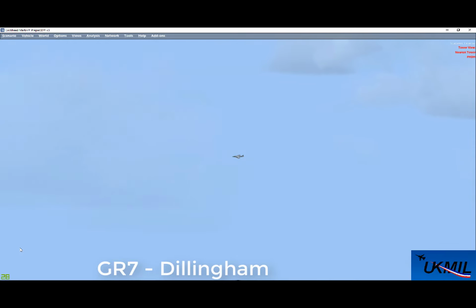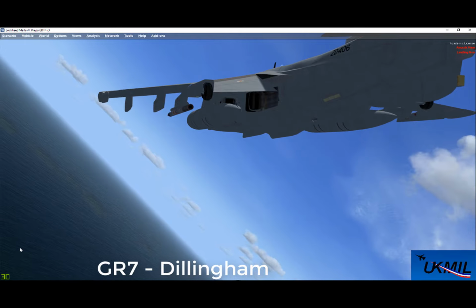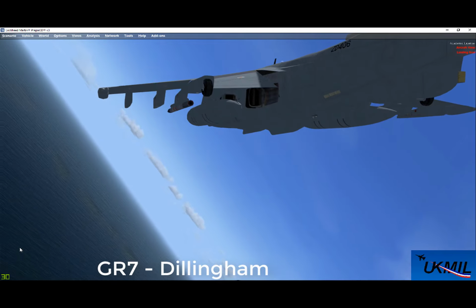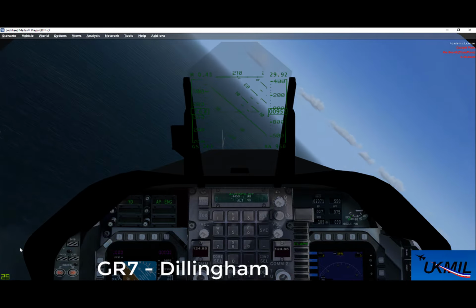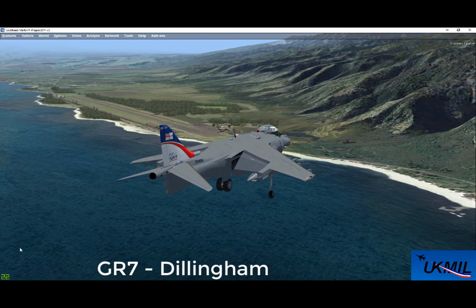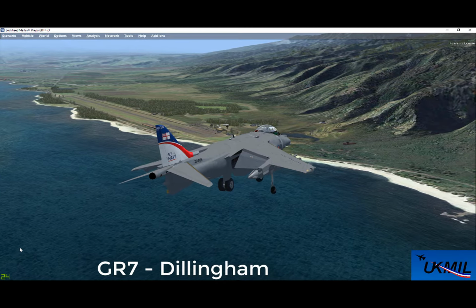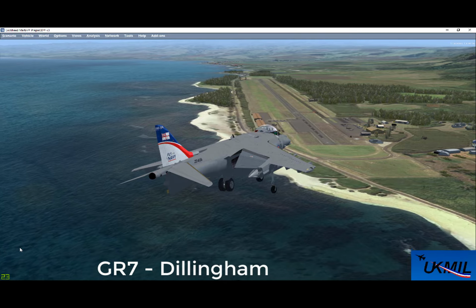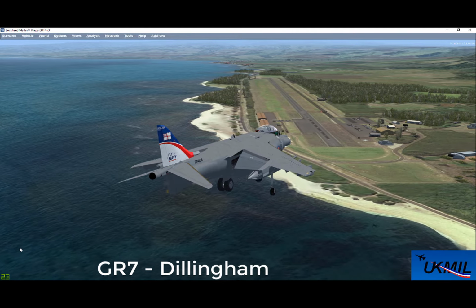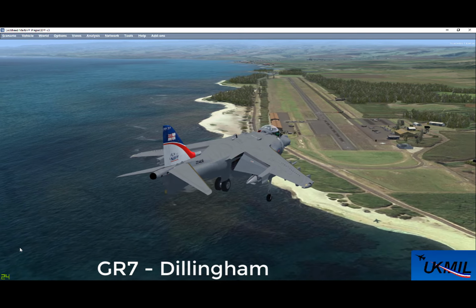It was conceived to operate from improvised bases, such as car parks or forest clearings, without requiring large and vulnerable air bases. Later, the design was adapted for use from aircraft carriers.